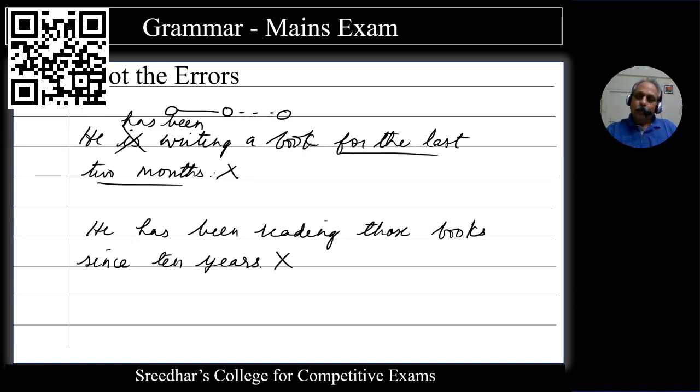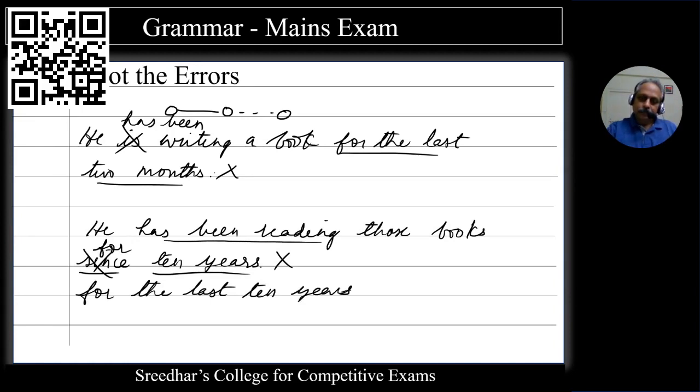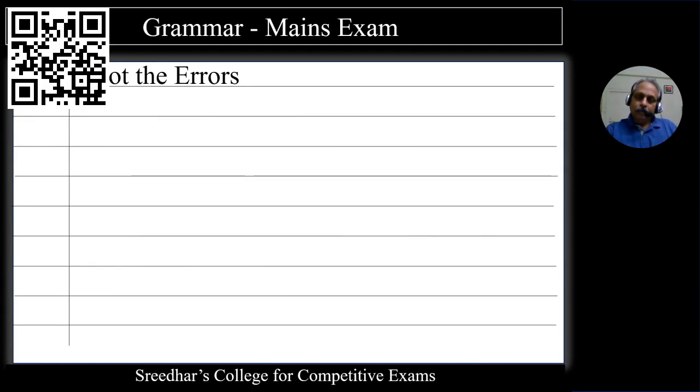This sentence is wrong. Why is it wrong? He has been reading those books. Nothing wrong with that part. It is in present perfect continuous. But the preposition since goes with specific time, and the preposition for goes with a time period. Here 10 years, it is a time period. Then we cannot say since. For 10 years or for the last 10 years.